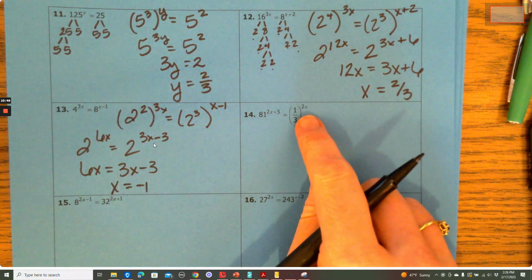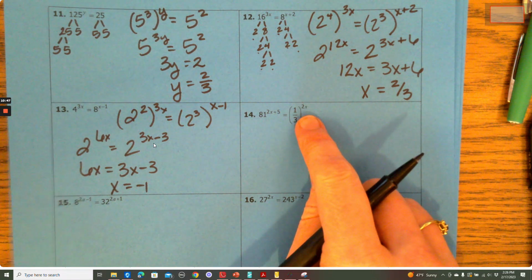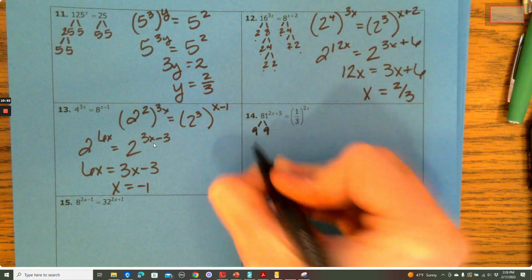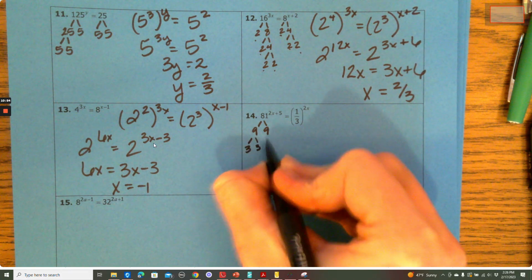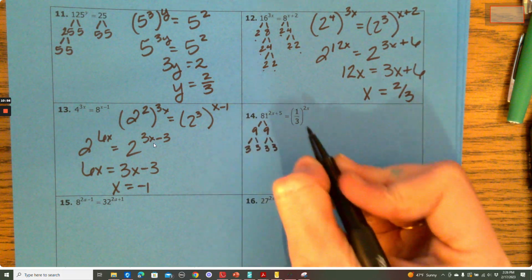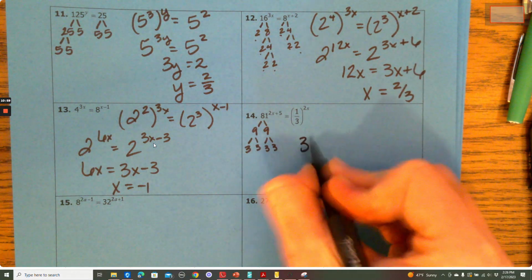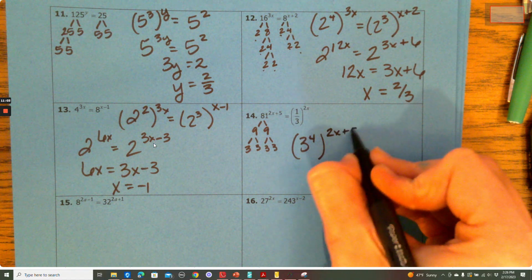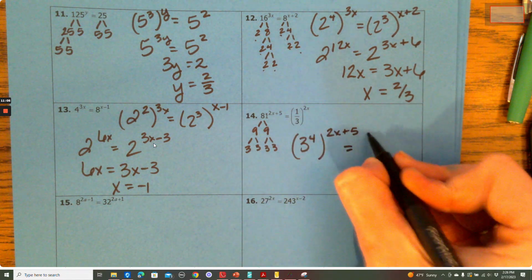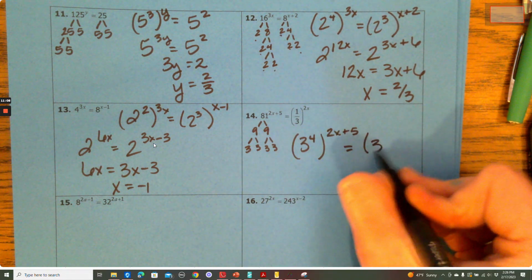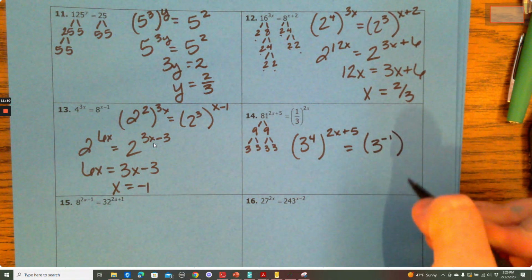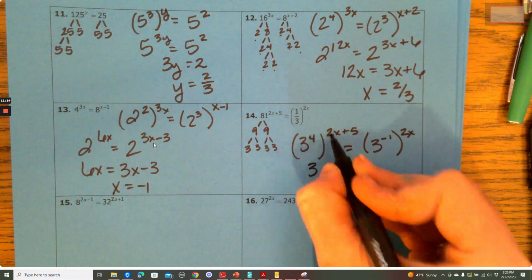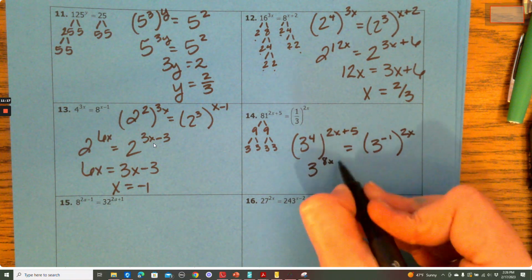All right, back to fractions. So I know fractions can give us fits. So 81. 81 I can break down into 9 times 9, and then the 9s break down into 3 by 3. Okay, so 81 is 3 to the 4th, and then that is to the 2x plus 5. And then 1/3, so remember these benchmark fractions, 3 to the negative 1, 2x. So this would be 3, 4 times 2 is 8x, 4 times 5 is 20.